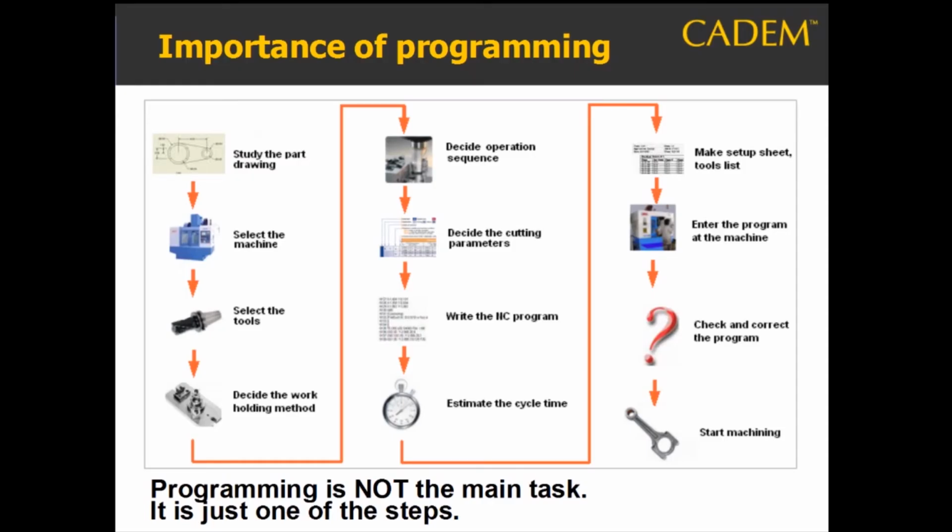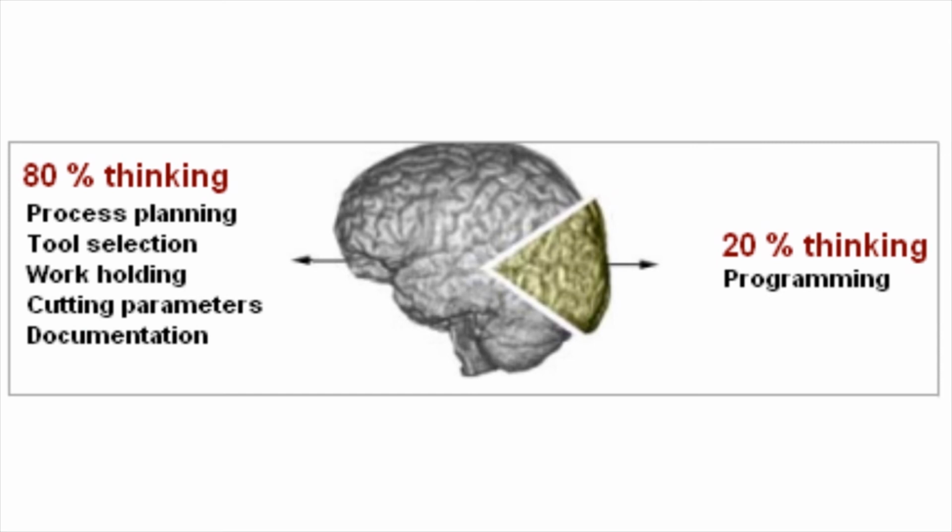From the CNC programs that you saw just now, you have probably realized that CNC programming is not a complex job. A lot of people think that programming is the main job in cutting a part on a CNC machining center. That if you just enter a program on the machine and press a button, the part gets done. This is wrong. Like this picture shows, programming is just one of the steps involved in cutting a part. There are multiple steps, each involving thinking. Only 20% of the thinking is in programming, while the rest is in other activities.